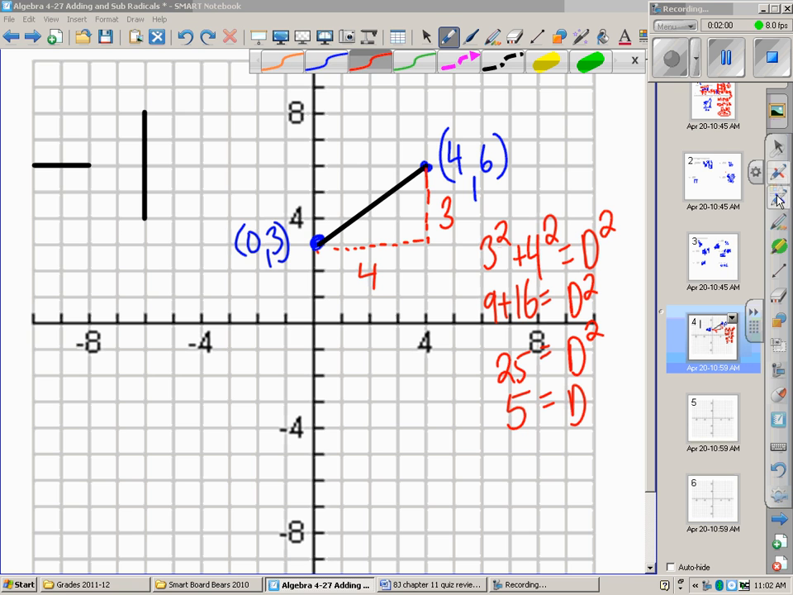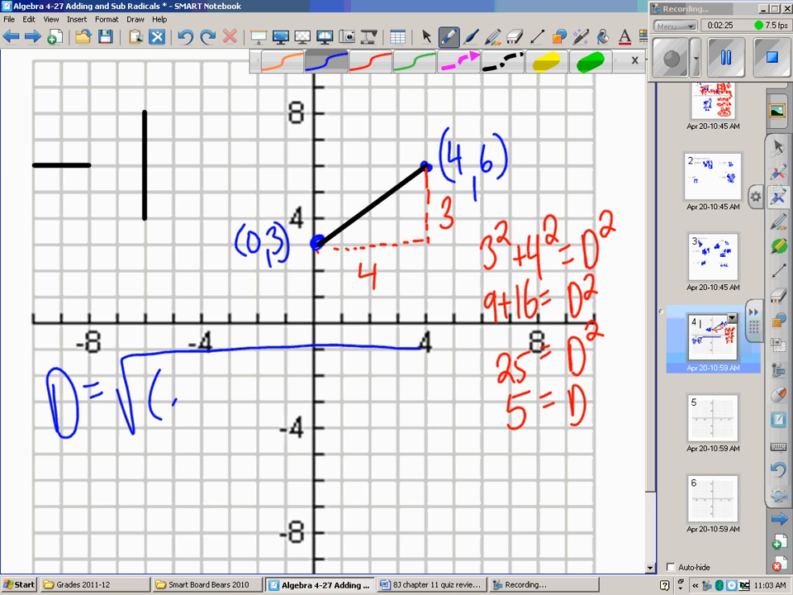But let's look a little more closely at this. What we really did to figure out this 3 is we took the 6 of this point, the y over here, and the 3, and we subtracted them. So 6 minus 3. We did the same with 4 minus 0. So we come up with the distance formula, which equals the square root of x1 minus x2 squared plus y1 minus y2 squared. And then you add them together and you take the square root of all of that.